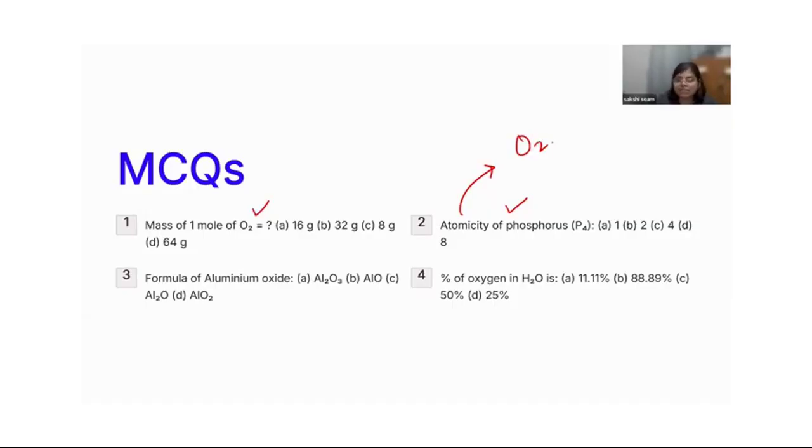Atomicity means the same. For example, I have phosphorus. The same element together, how many atoms of it are attached together? That is called the atomicity, right? So it is actually 4, P4. Basically 4 phosphorus atoms are attached together, so we call it P4, right?